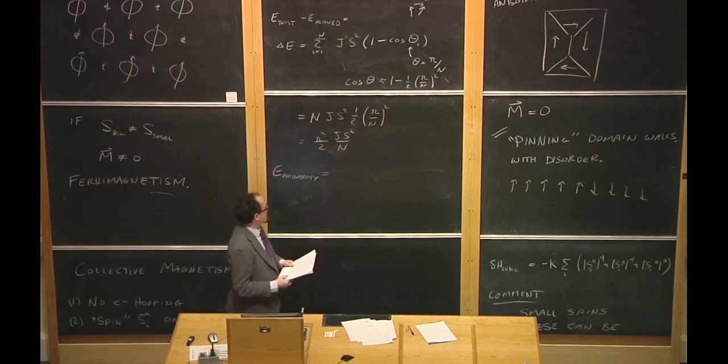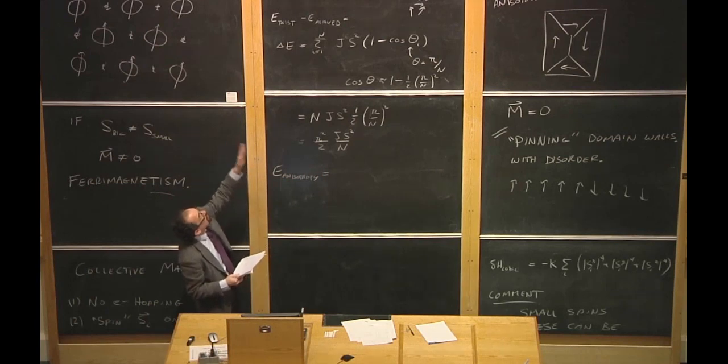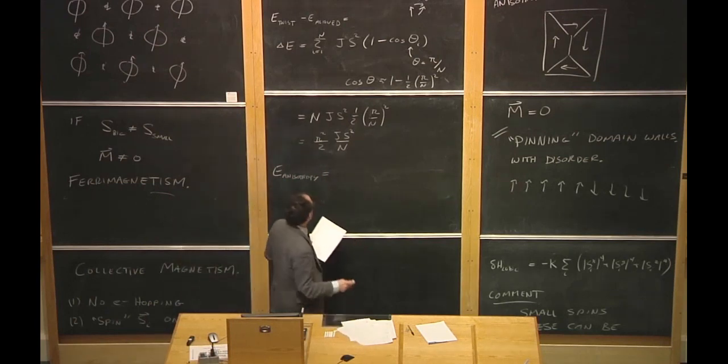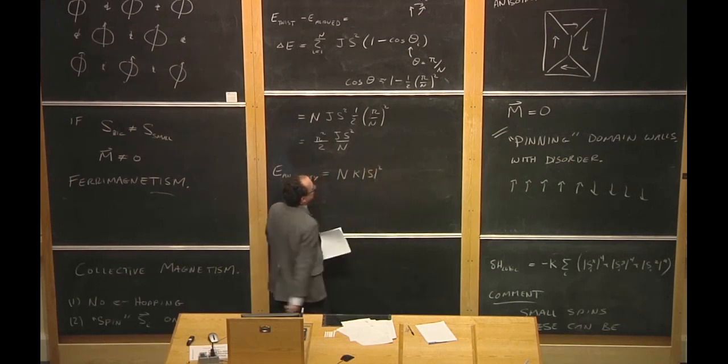And so we have to estimate how much energy you're going to pay to have n spins in this wall, which are neither up nor down. And okay, this is a rather crude approximation, but we'll just say that each spin that's not pointing up or down, you pay an energy K S squared.